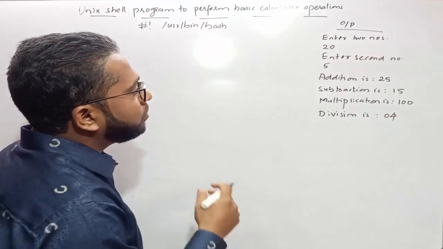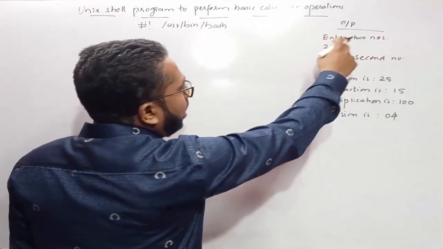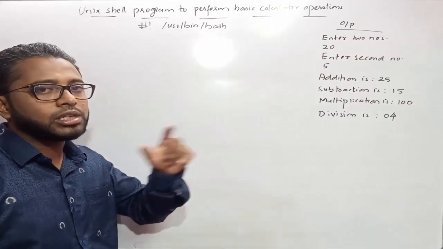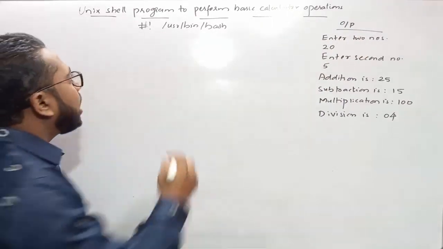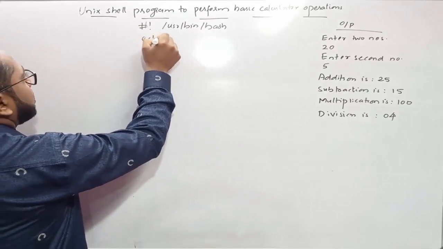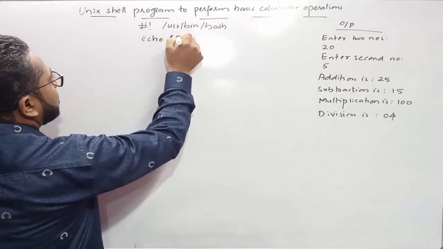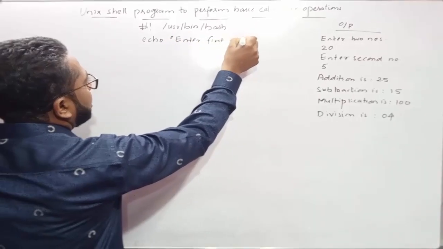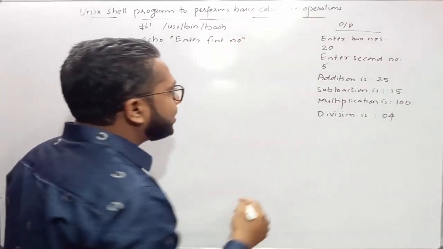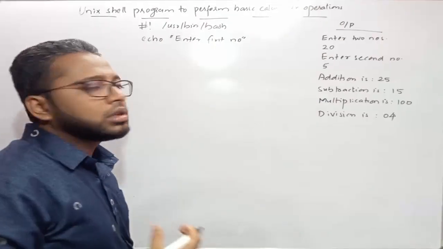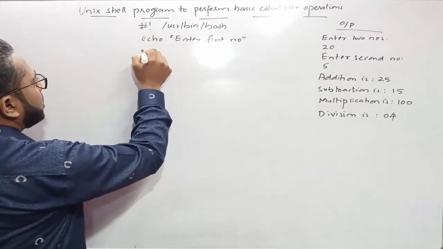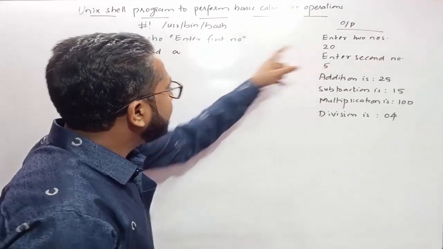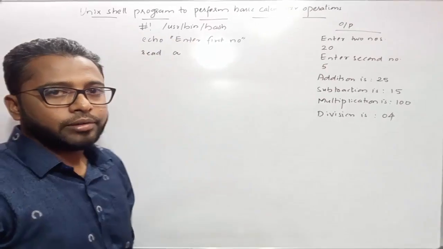Okay, so when the program gets executed, it asks the user to enter the first number. To print that message, or to display a message on the terminal, I will use the echo command. echo, space, double quote, enter first number. Okay, then to accept that input, I will use one more command, read a. Now 20 gets stored inside variable a.